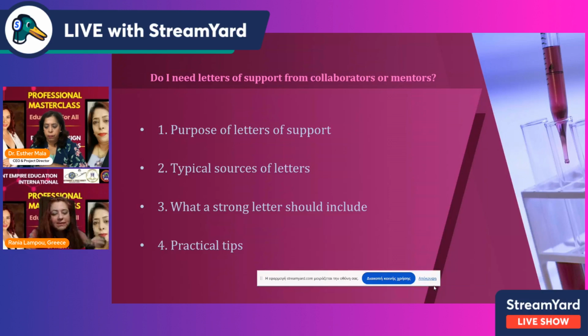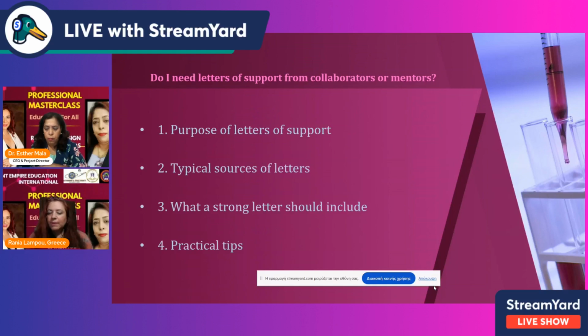So what are the practical tips? Request early. Drafting and signing letters can take several weeks. Provide templates or guidance. Funders prefer concise, direct letters and avoid generic statements. Each letter should be tailored to your project. Some funders limit letters to collaborators only, while others also value mentor letters for early career applicants. Always check the call guidelines.